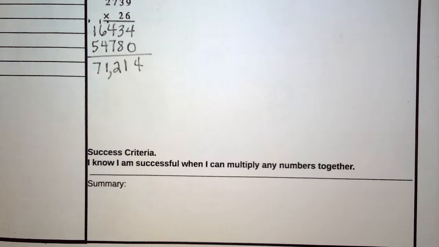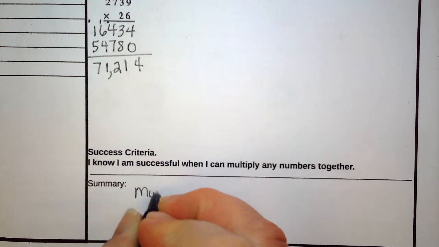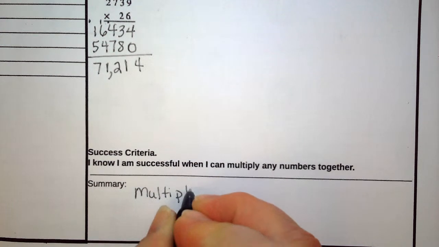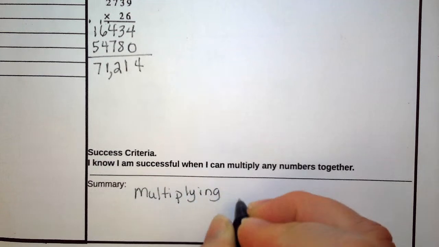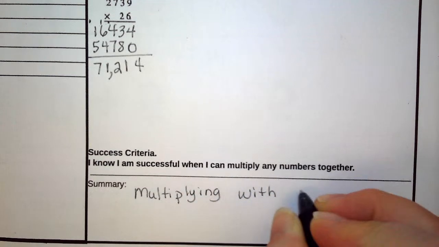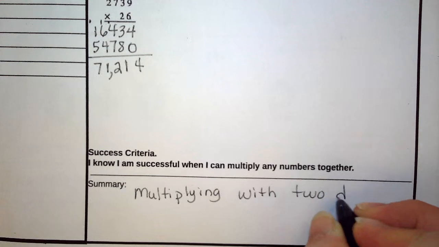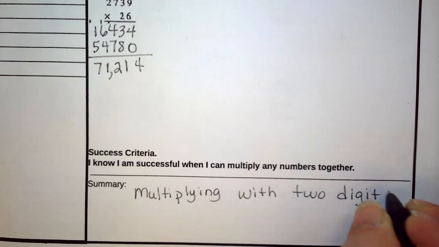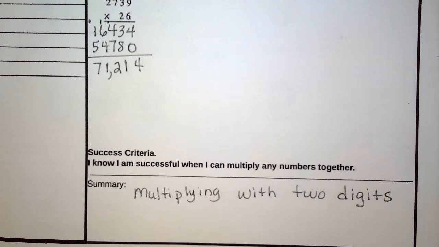How do you know when you're successful? I know I'm successful when I can multiply any numbers together. So this is multiplying with 2 digits. Keep your column straight. Make sure that you carry if you have to. Erase those numbers when you carry so that you don't mix up what you're doing. And then make sure when you get all the multiplication done, you add your columns.